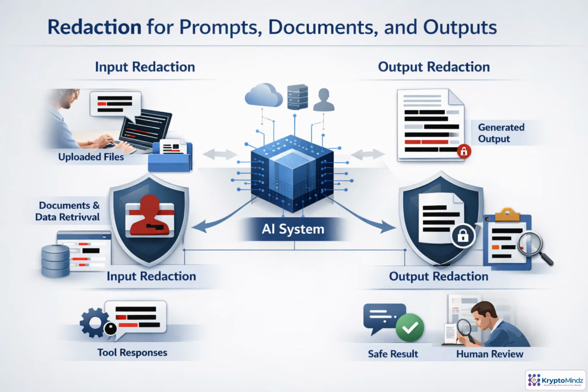Redaction should operate around the entire AI workflow, not just as a pre-processing step. Before inference, scan prompts, uploaded files, retrieved documents, and tool responses for sensitive material such as PII, health data, payment data, secrets, or confidential IP. After generation, inspect the response before it reaches a user, log, or application. The basic sequence is detect, classify, redact, validate, and then deliver, with human review when confidence is low.